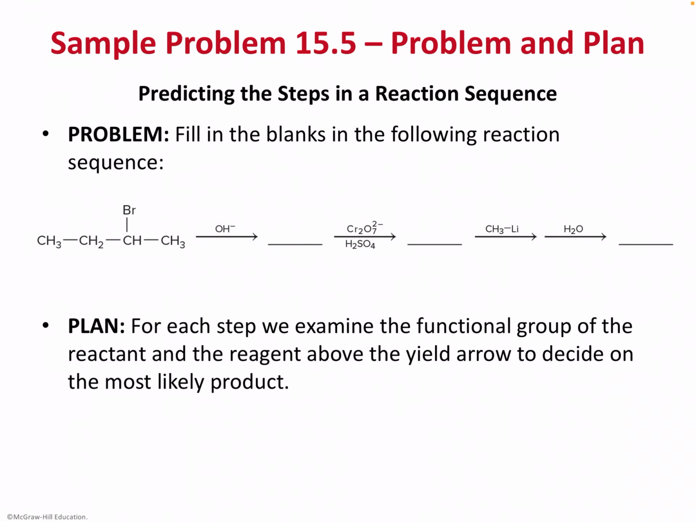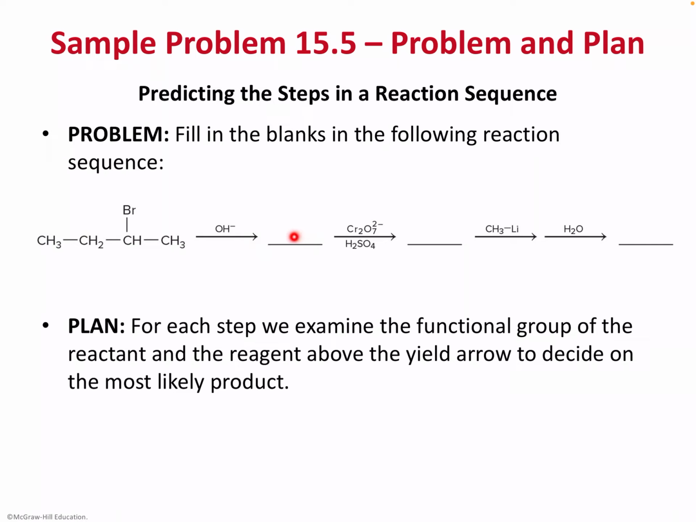Predicting the steps in a reaction sequence. For each, fill in the blanks in the following reaction sequence. For each step, we examine the functional group of the reactant and the reagent above the yield arrow to decide on the most likely product. So now you are adding hydroxide to the bromoalkane. This could be a substitution reaction. Hydroxide would be substituted for bromine and this will become OH.